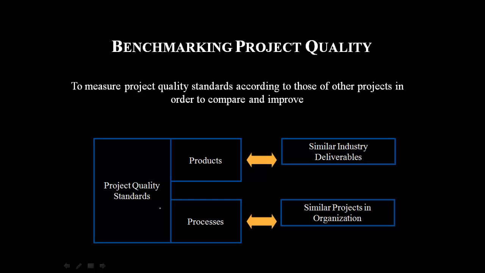Project quality standards, products and processes, both the process and products are covered. Similar industry deliverables: we want to make sure that if we are making a particular deliverable, it is in competition with our competitors, and it's similar or even better than that. Similar projects in organizations: sometimes for benchmarking, we use similar projects within the organization, which I've already discussed.